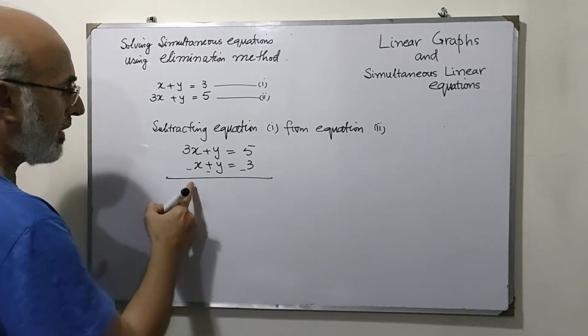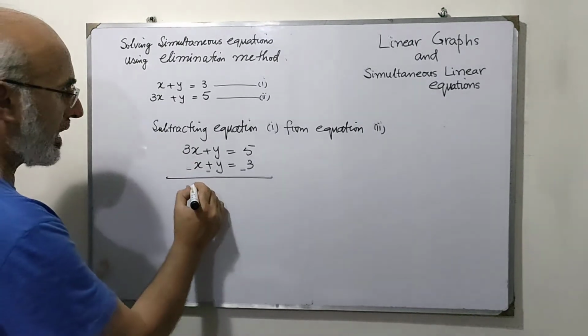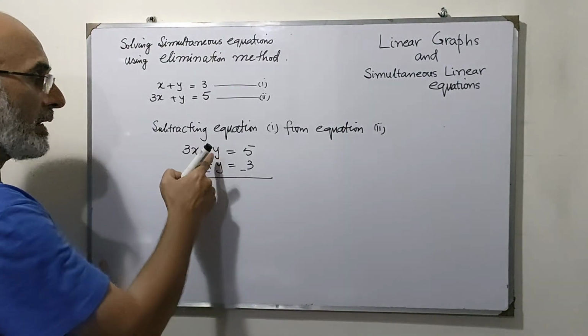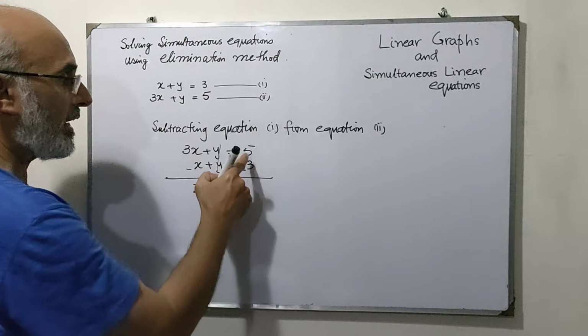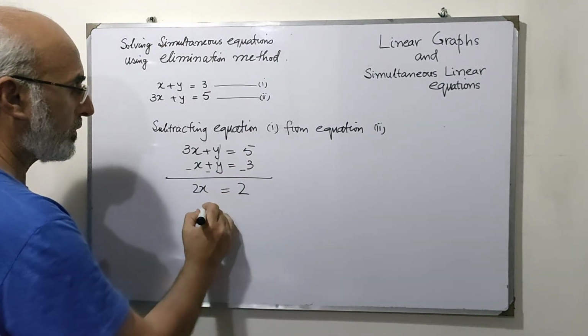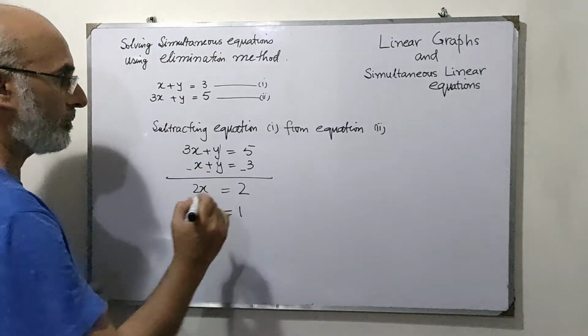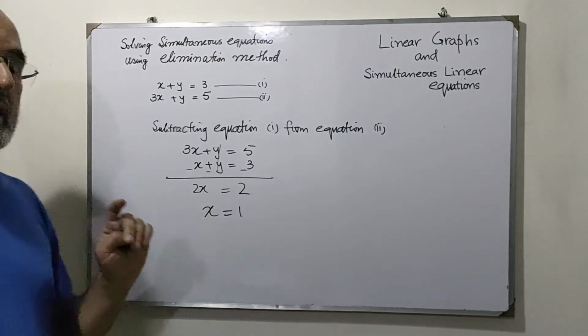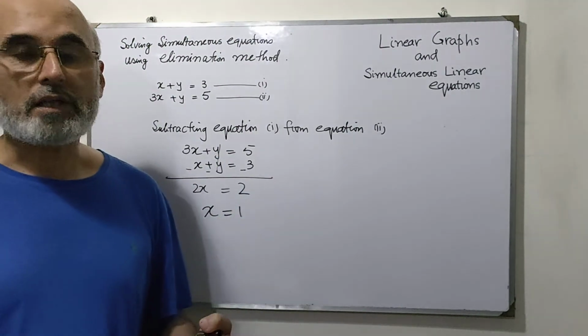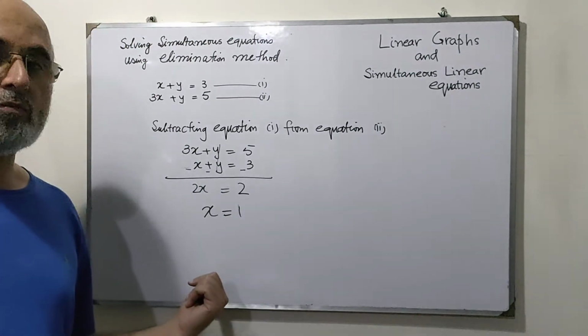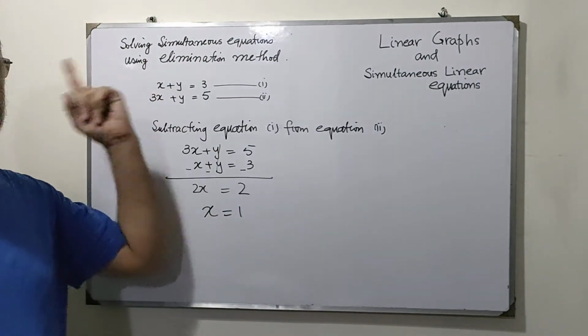So what I am going to have here: 3x minus x, we have 2x. y minus y, it is eliminated. This is what we wanted. And 5 minus 3 is 2. So x is equal to 1. See, x is equal to 1 was the value we got using the graphical method. So the same value is obtained through the elimination method.